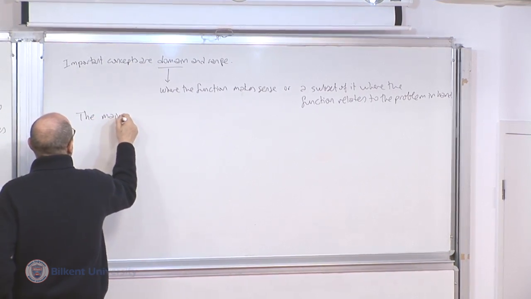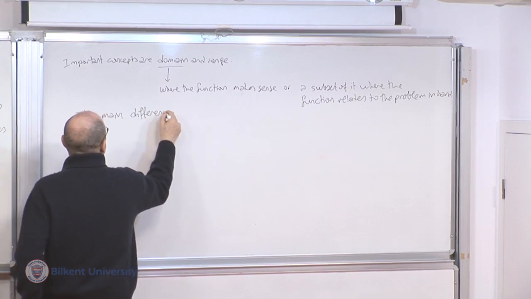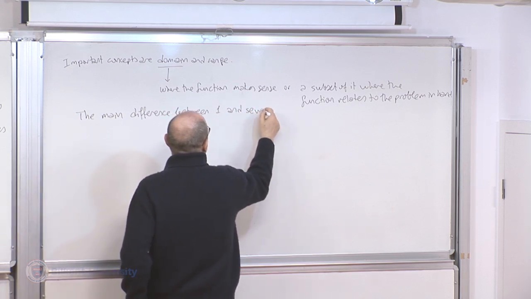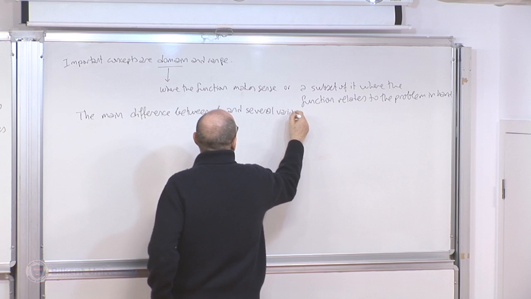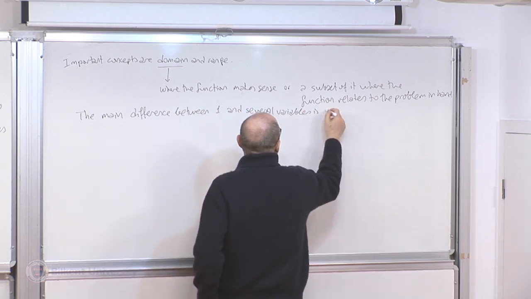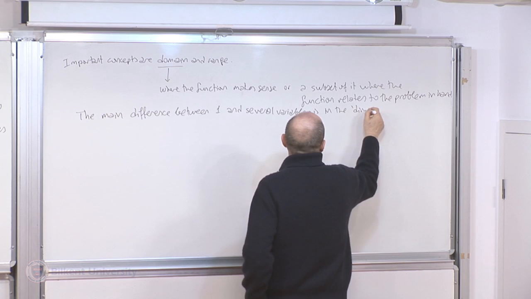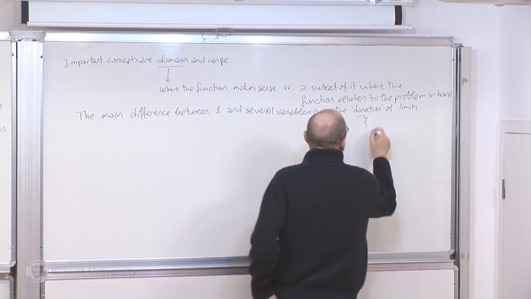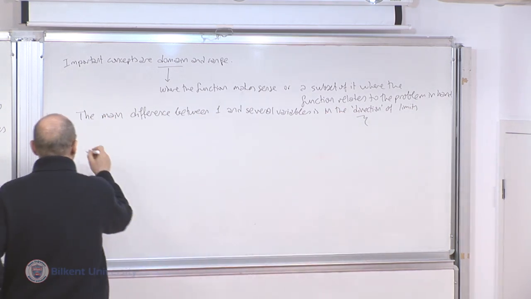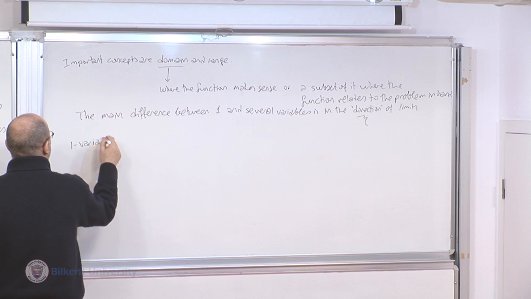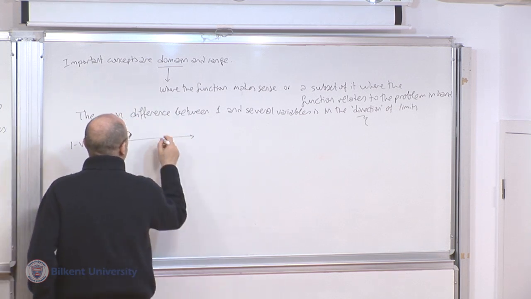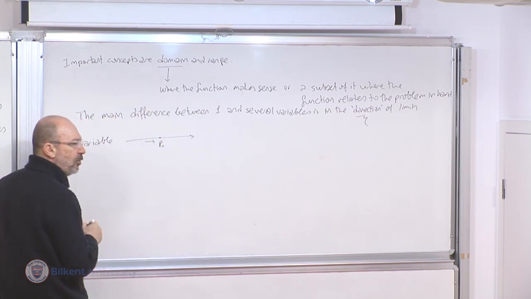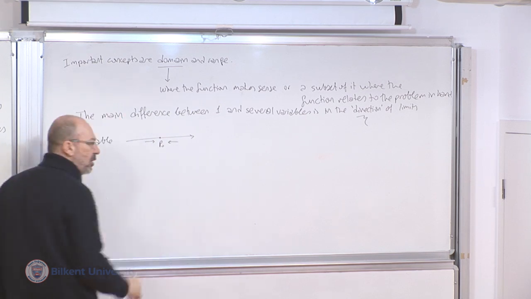So the main difference between one and several variables is in the direction of limits. This does not occur in several variables. In one variable, we are on the real line, and we have a fixed point p sub 0. You approach p sub 0 from this direction or from this direction.